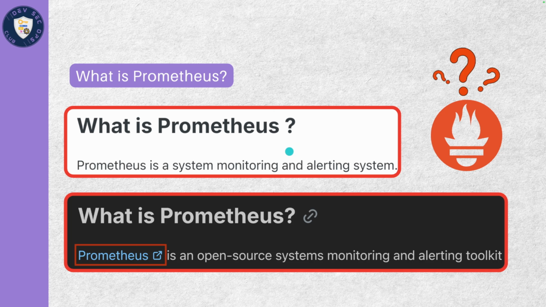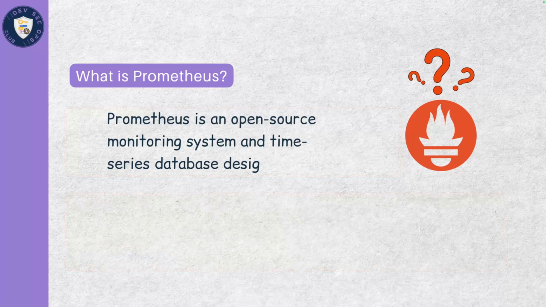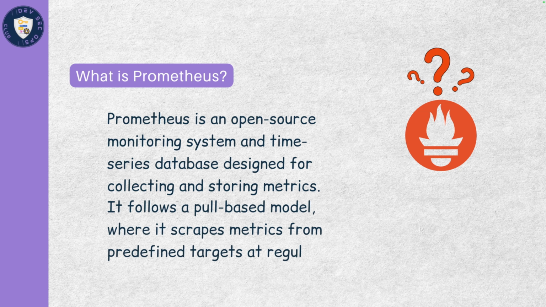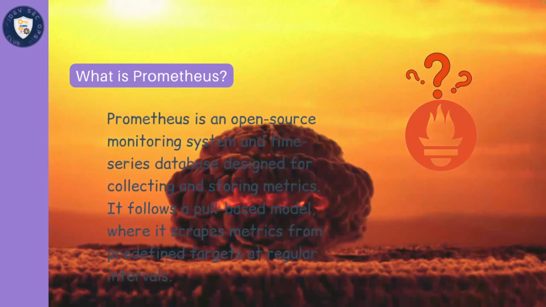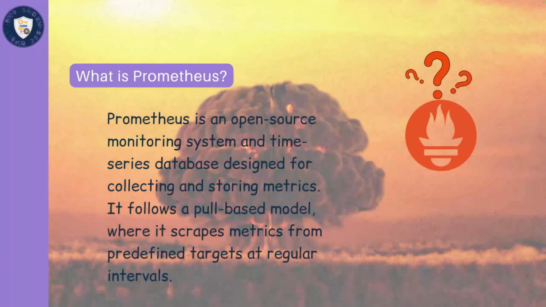So these are the two definitions, but let's explore one more definition, which is how I would like to define Prometheus. Prometheus is an open source monitoring system and time series database designed for collecting and storing metrics, which follows a pull-based model where it scrapes metrics from targets at regular intervals. You might be wondering, we have a very simple one-line definition, so why are you defining Prometheus in this way? It is like somebody has dropped a bomb on me, right? Not on me or on you. There is a simple reason behind it.